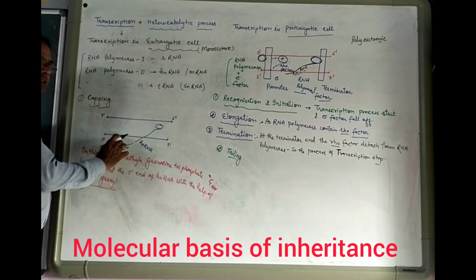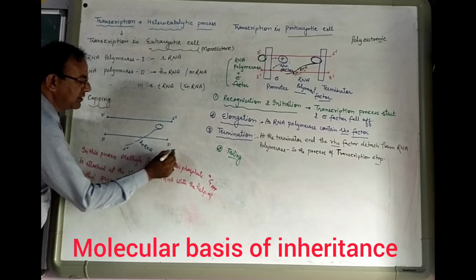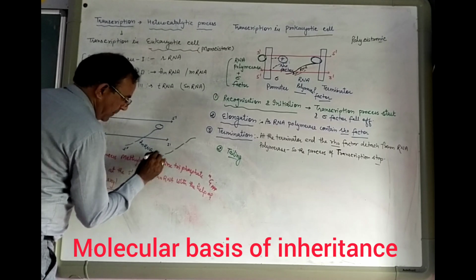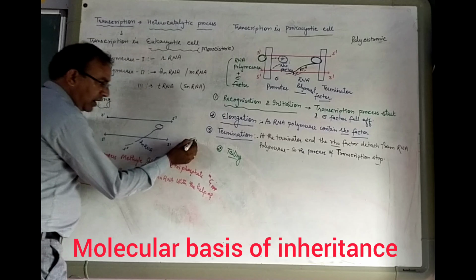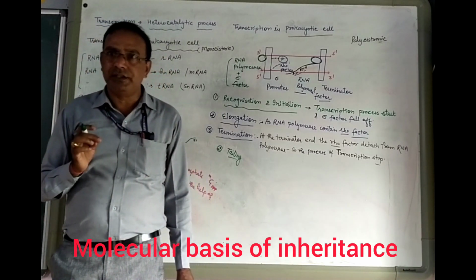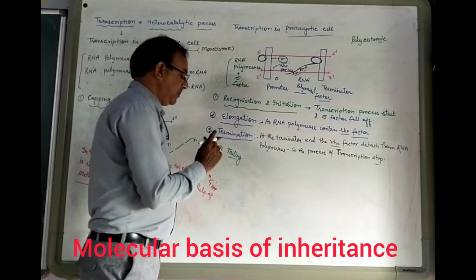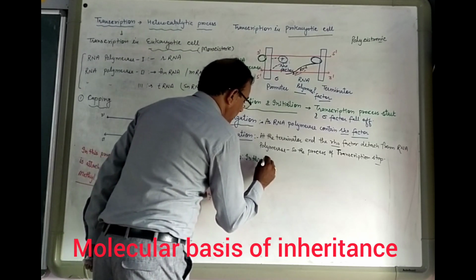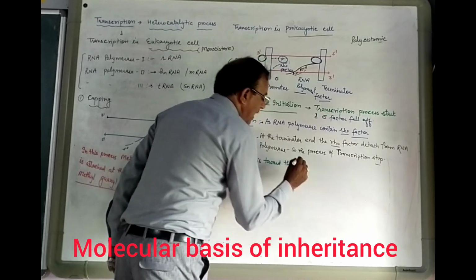As the nascent hnRNA descends from the RNA, it contains this one line. This is the 5', this one is the 3'. The 5' is attached to the cap. The 3' end is also attached with some residues of adenylate with the help of poly A polymerase. So no change can occur towards the 3' end.